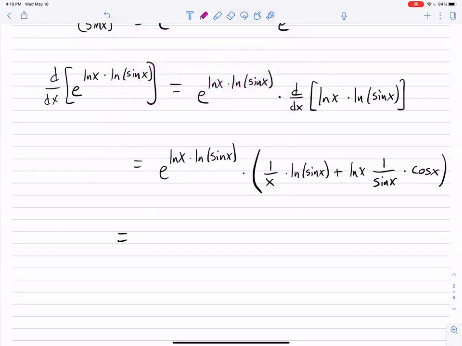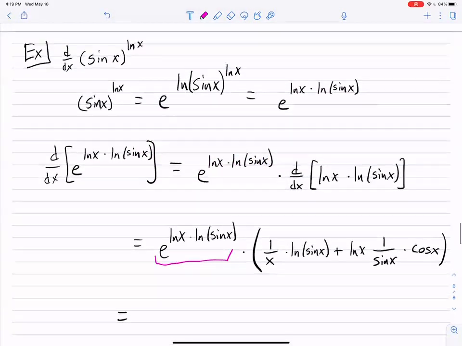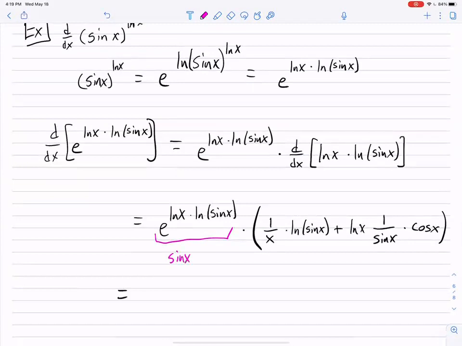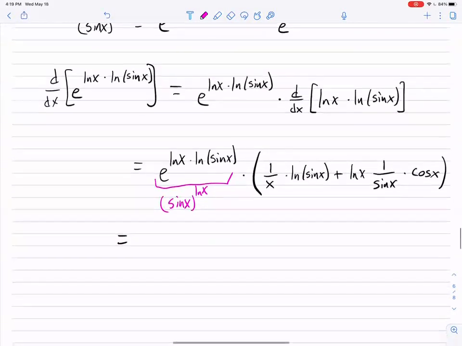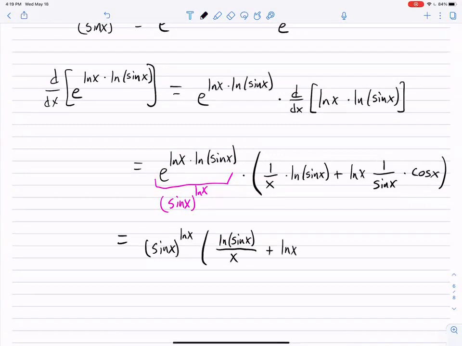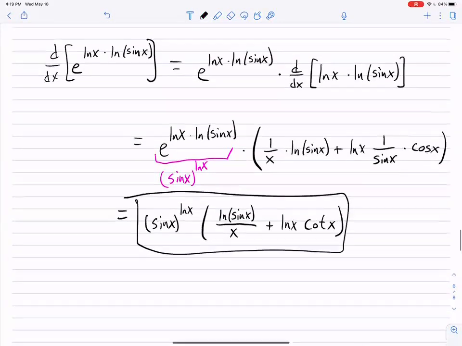Let's remind ourselves what this is. That is what our original thing is, right? That is sine of x to the ln of x. That was the original function. And so let's replace that. So that's sine of x to the natural log of x. And then times, simplifying this, we get ln of sine of x all over x plus ln of x times cosine over sine, which is actually cotangent of x. And so we can leave it like that. That looks pretty good. So that's the derivative. It's pretty disgusting.